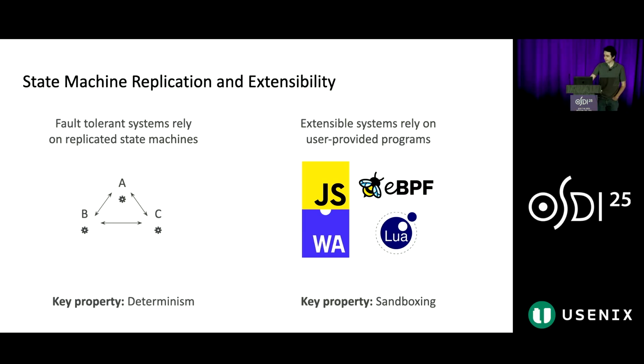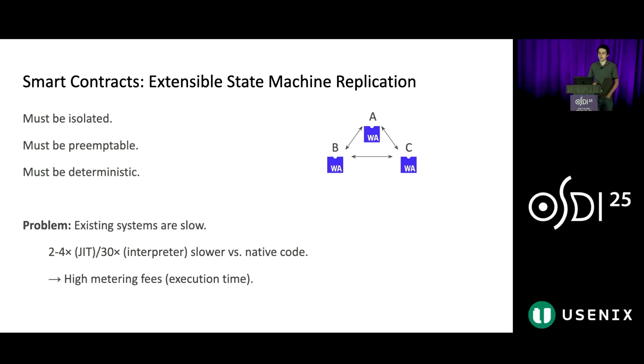a sandbox. And so when you put these two things together, an extensible replicated state machine, what you get is what's generally known as a smart contract. And so here, these replicas are now going to be running some user-provided program to decide, or as a part of the function that decides the next state transition. And because of that, these programs additionally need to be deterministic, not only isolated and preemptible, but also deterministic. And this additional requirement changes how we need to also implement isolation and preemption.